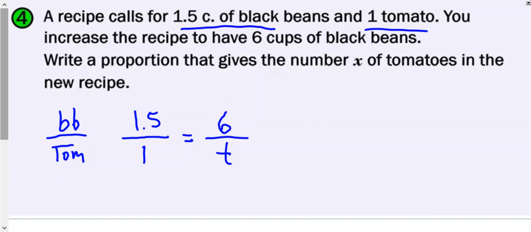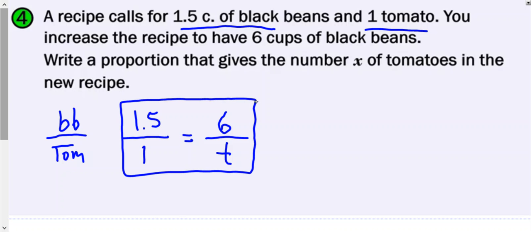Alright, so this will be our final proportion here. 1.5 cups of black beans to 1 tomato is equal to 6 cups of black beans to our unknown amount of tomatoes.